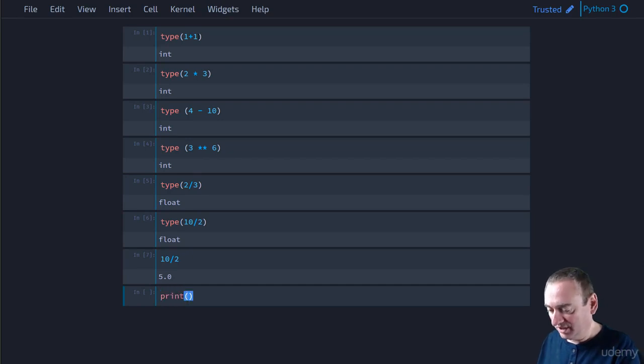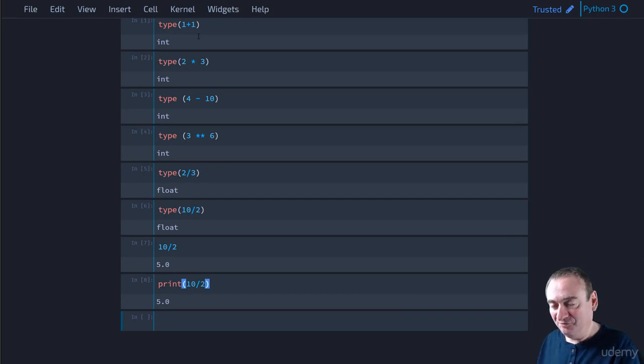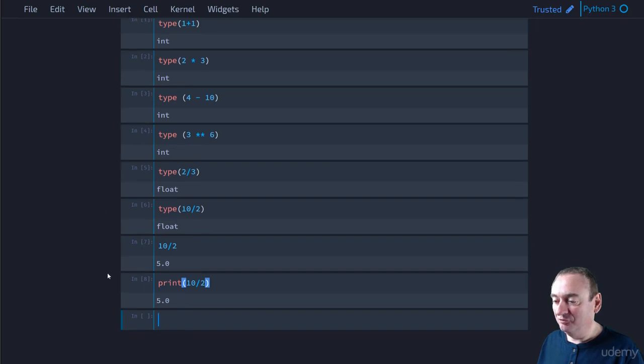Now, if we do the actual print, you've got to be careful with that. It's going to format it as 5.0. So if you want it to print out as an int, you're going to have to do some formatting. Okay. Now, the next thing we should look at is the floor method.